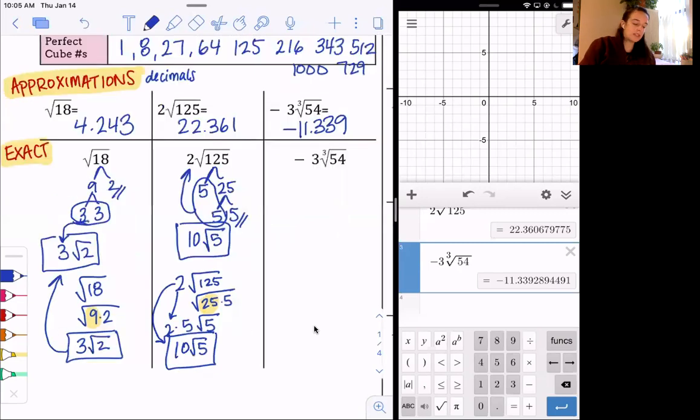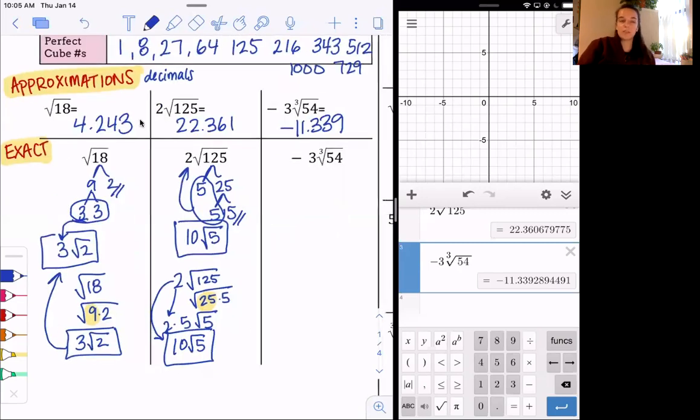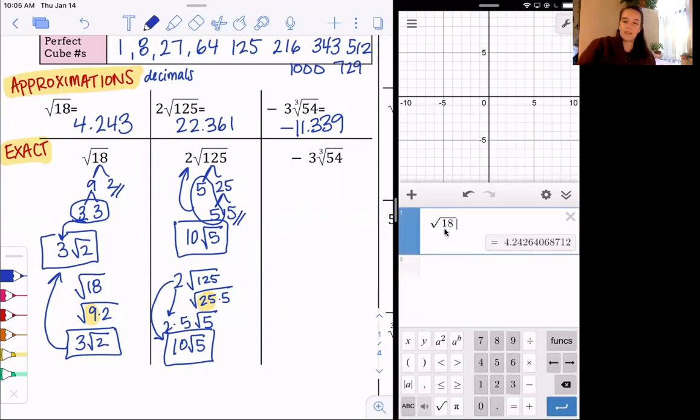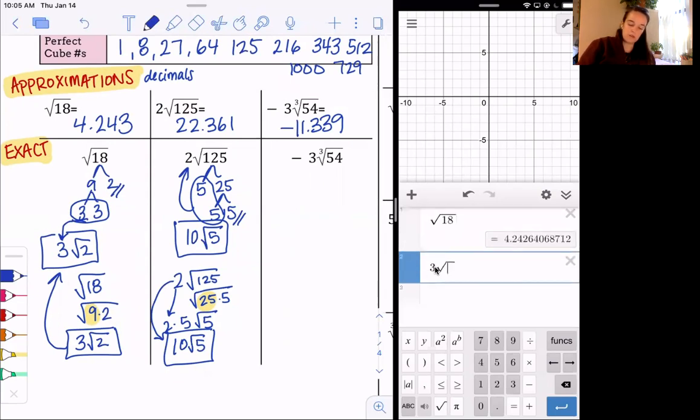Okay. The reason I had us calculate the decimal equivalents is because I want to show you how you can check that they're the same. So if I know that square root of 18 is this decimal, then I could also type here, okay, 3 square root 2. And I see those decimals are the same, so I know that they're the same equation.